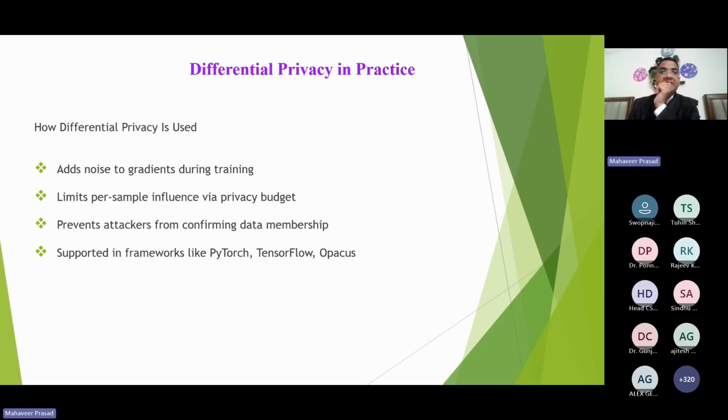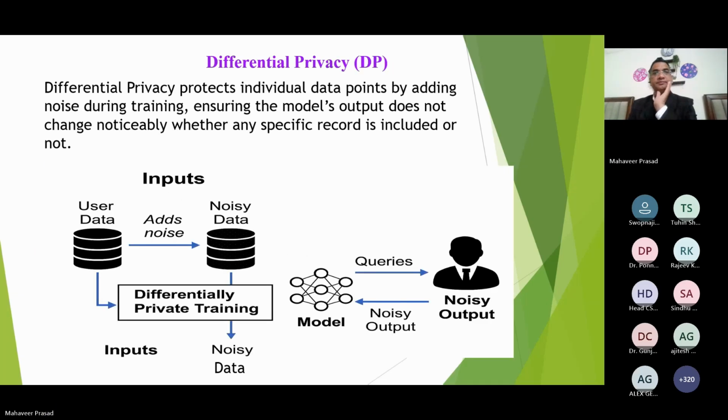Coming to differential privacy. So what is differential privacy? Differential privacy is a technique to add noise. If you are adding noise, you can see in this diagram that the user data comes in from here and generates some noisy data.